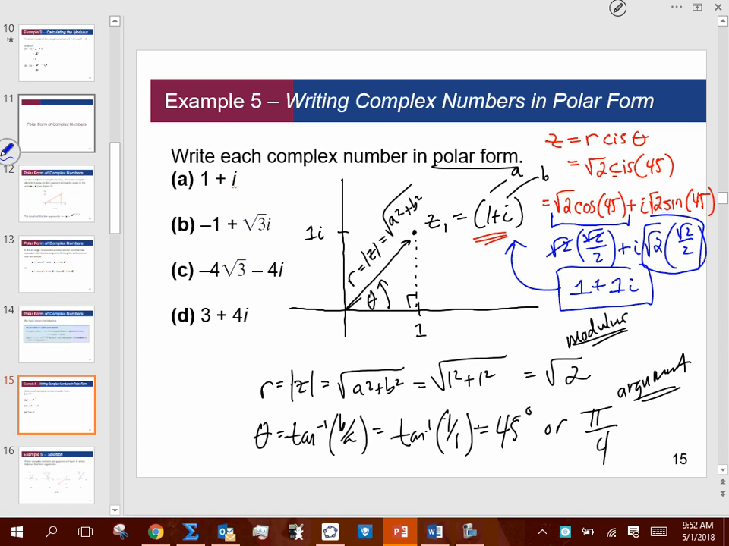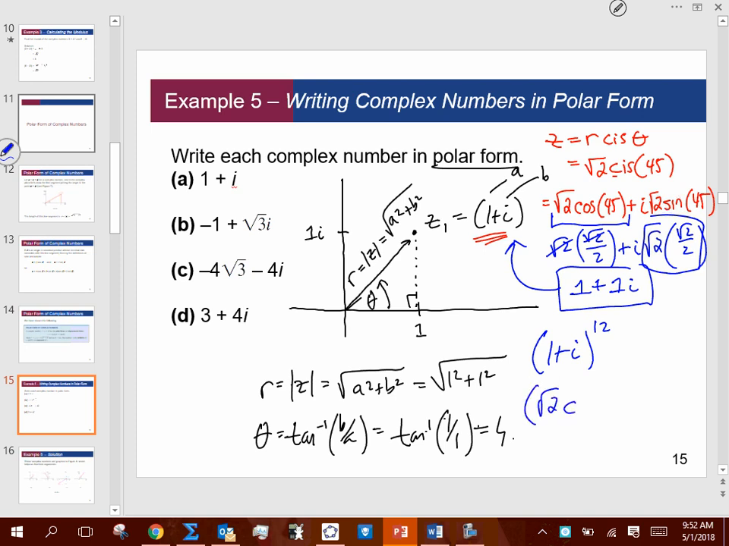Now, why is that beneficial? Because, like I said earlier, and this is what de Moivre's theorem is going to help us with. If I take 1 plus 1i and raise it to the 12th power, that is very time-consuming. But if I take root 2 cis 45 to the 12th power, you can do that in about 15 seconds. And that's what de Moivre's theorem is going to get at tomorrow.